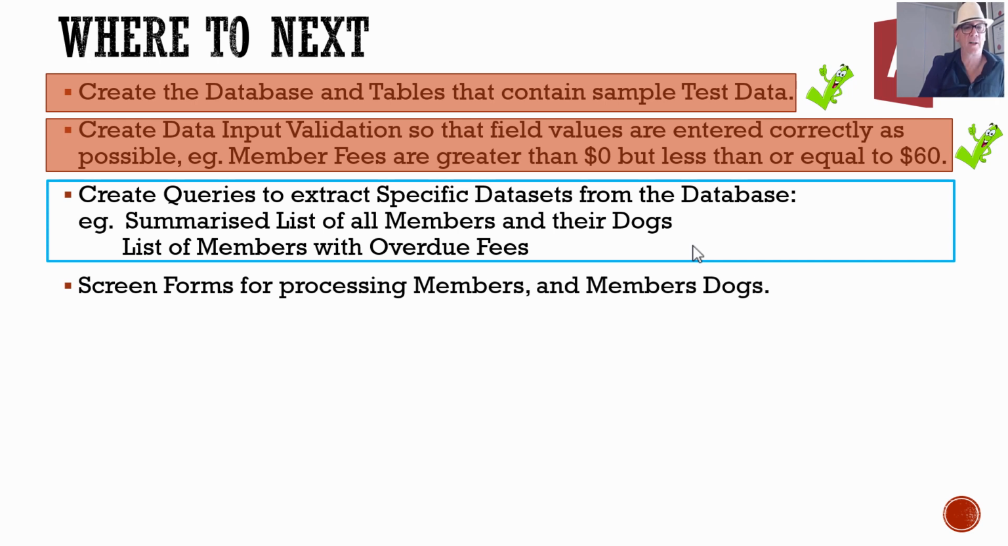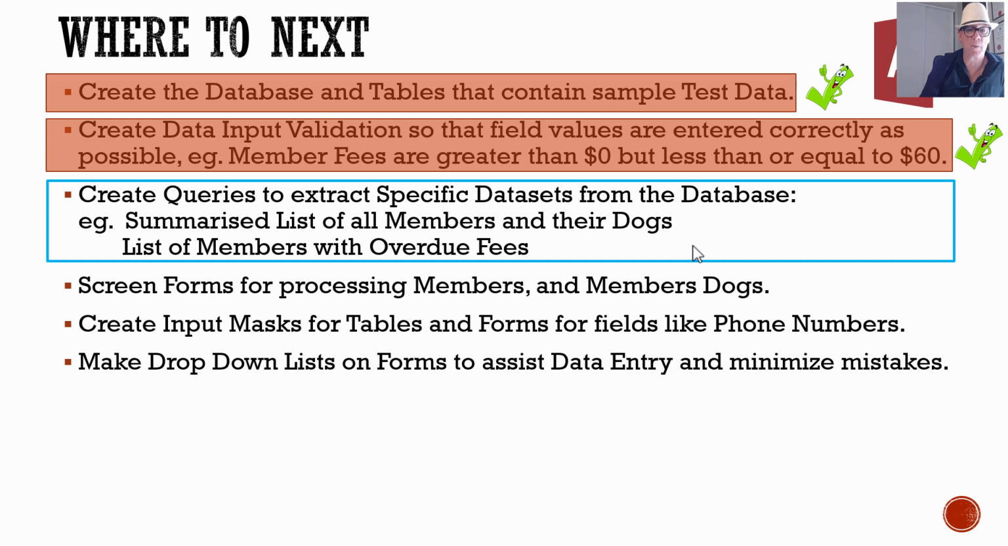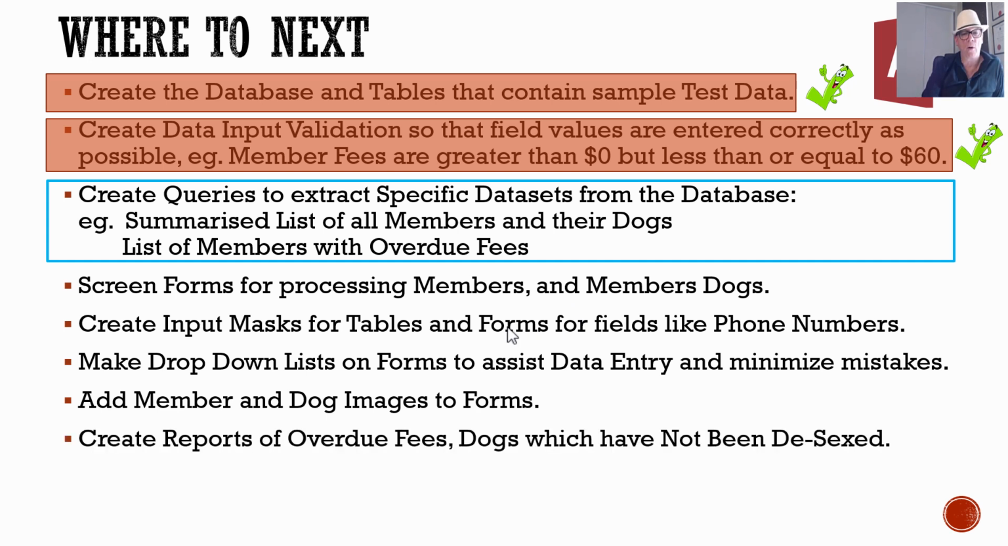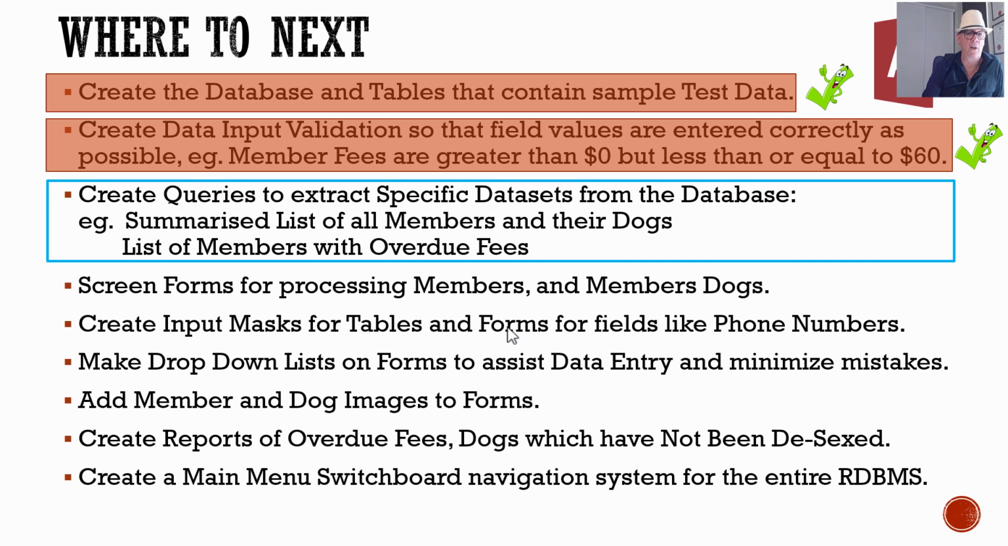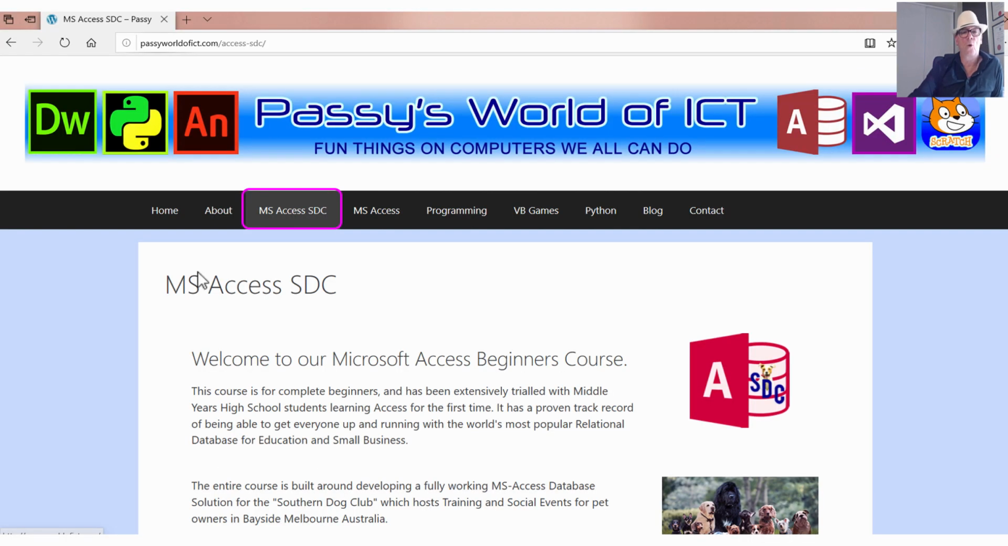Then after that, we've got other lessons coming up on screen forms. Input masks we've already done actually, so I'll have to color that in as one that we've done. Drop-down lists we haven't done, we'll be doing that. We'll be adding member dog images. Oh, sorry, input masks. Yes, we have to do them on the forms. When we make screen forms, we'll also have to copy and paste those same masks we set up for the table onto the screen forms, okay? So that's still some input mask work to do, but that's after we've got screen forms. Then we'll create some reports, the main switchboard menu to navigate to everything, and a fancy opening splash screen to make it all professional.